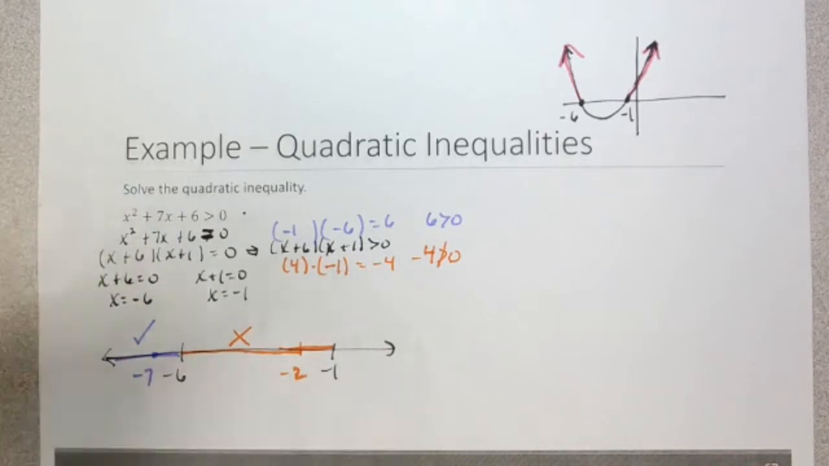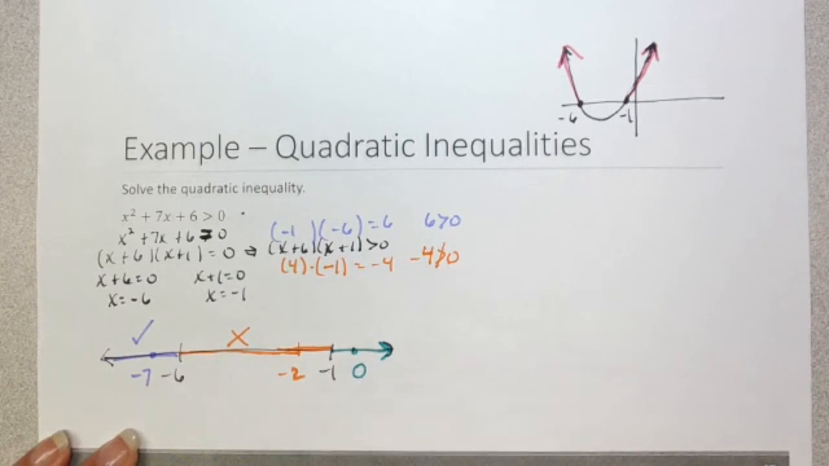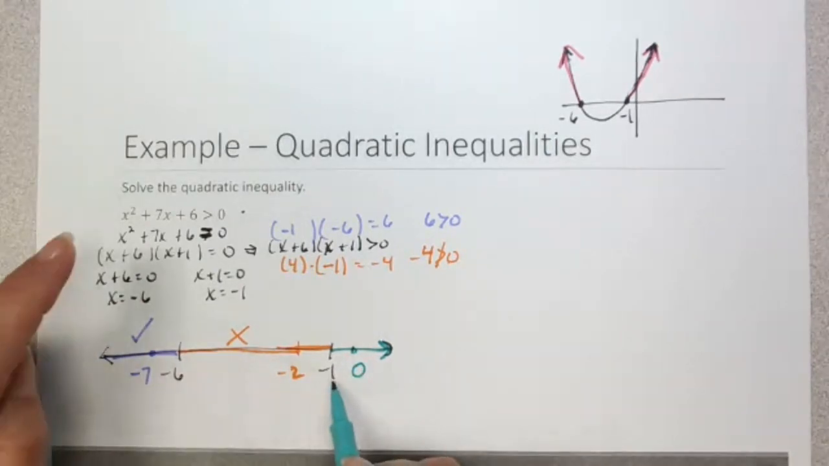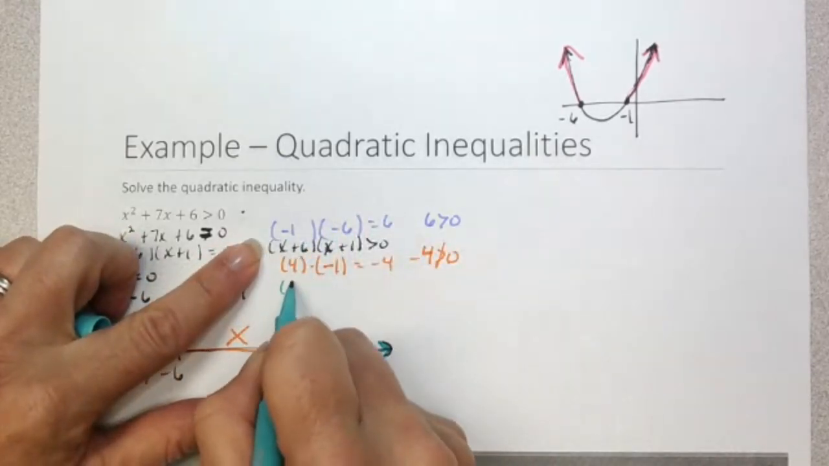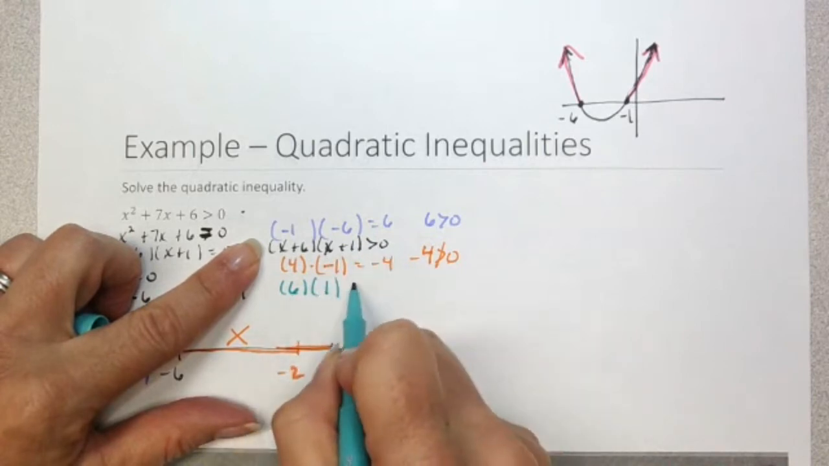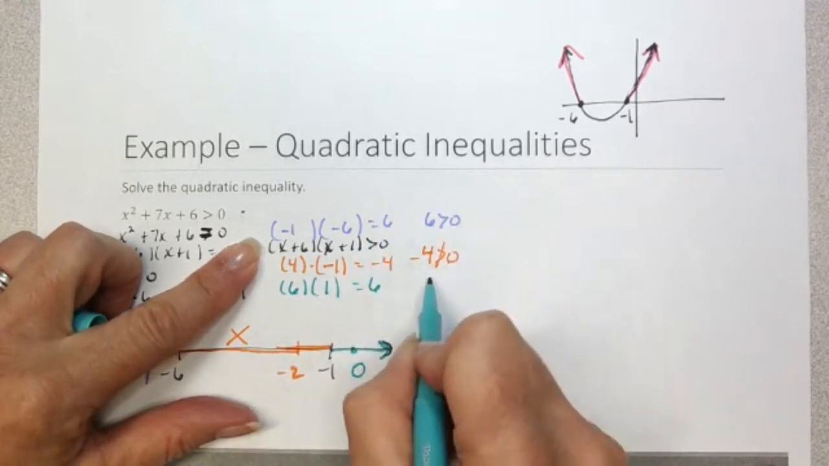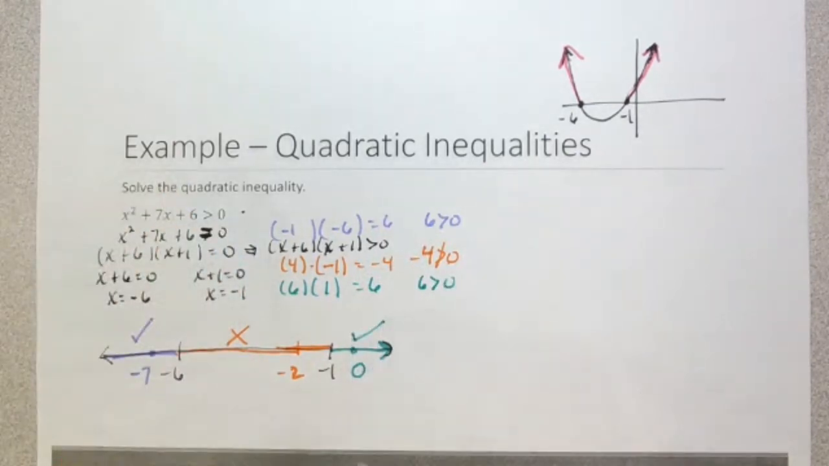And then there's one more interval we should test. That would be all the values greater than negative 1. Maybe we'll use blue for that interval. And maybe we'll use the value of 0 as an easy one to test, and that would be in the interval of all values greater than negative 1. So if we test 0, we would say 0 plus 6, or 6, times 0 plus 1, 1, is 6 times 1. That's positive 6. Again, positive 6 is greater than 0, so that is a good interval. That's an interval that satisfies this inequality. It's one that we want.